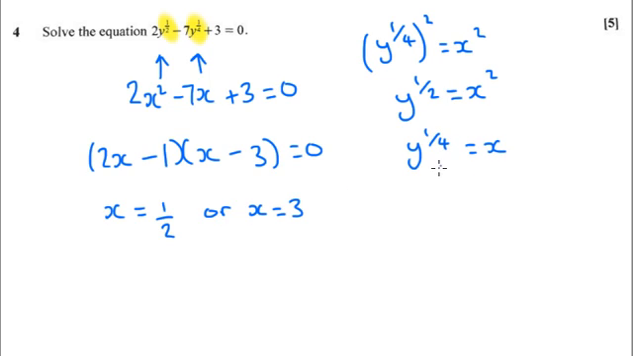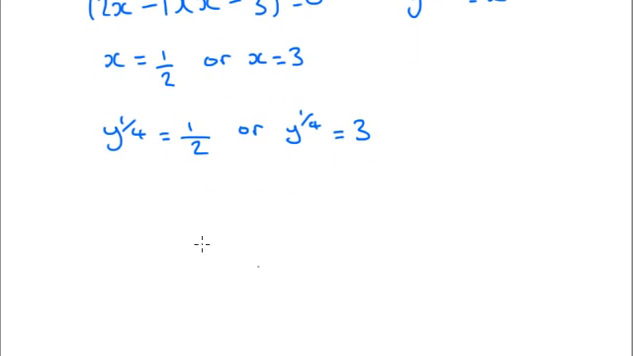But we're not actually bothered about what x is equal to. We made up x. We actually want what y is equal to. So if x is equal to these two numbers, then that's what y to the quarter is actually equal to. Y to the quarter is the 4th root. So if I want to undo that to work out what y equals, I'm going to have to raise these to the power of 4.